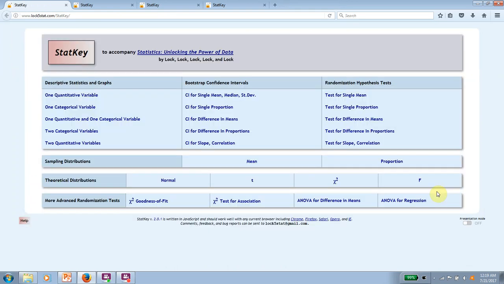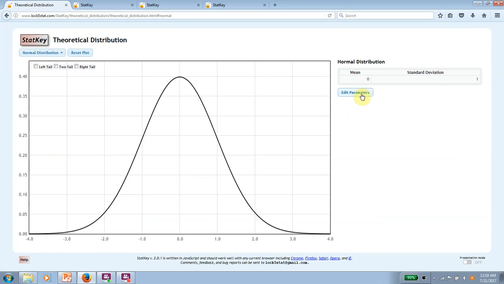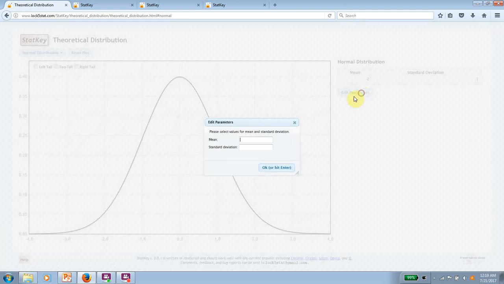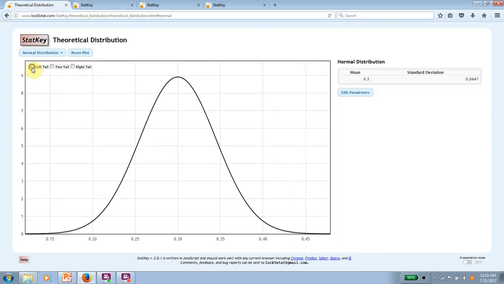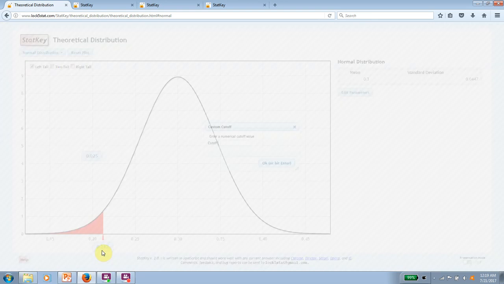If you were going to use the sampling distribution as the reference distribution, again you want normal under theoretical distributions, but now I have to go in here and change the parameters. I want a mean of 0.3 because that's what's in the null hypothesis, and I want a standard deviation of 0.0447. That's what you get if you round the standard error to 4 places. It'll still be a left tail, and then we're going to have to use p-hat as the cutoff. To 3 places, p-hat is 0.284.